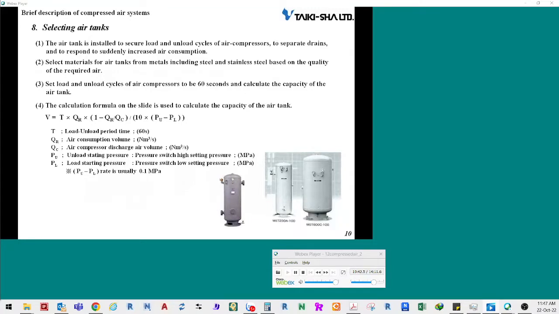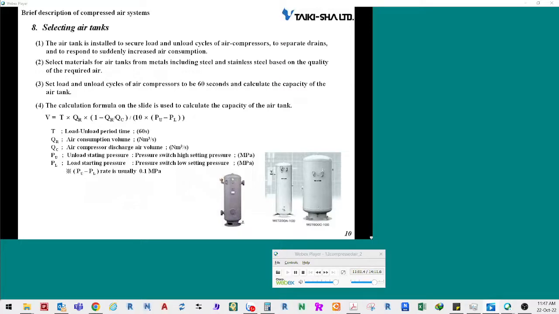It will also be a review about choosing an air tank. The air tank is installed to secure load and unload cycles of air compressors, to separate drains, and to respond to suddenly increased air consumption.